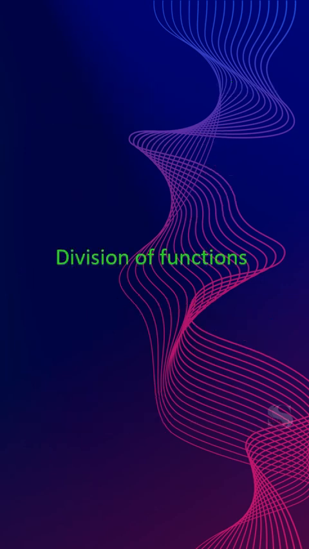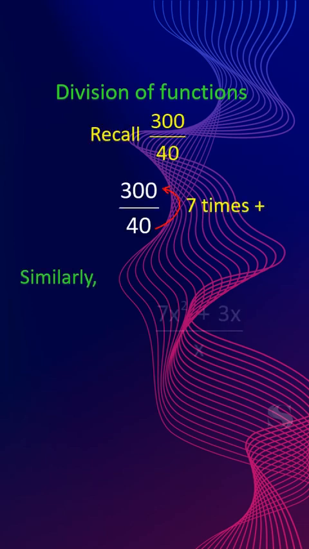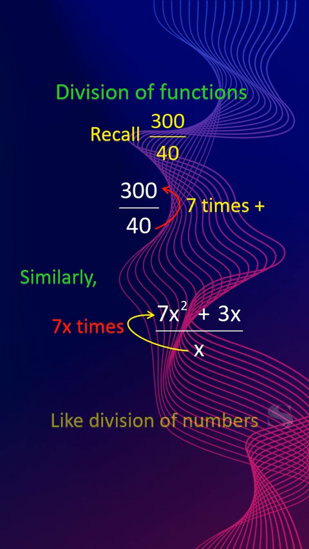The story of division of functions is no different from the division of numbers. The same long division method works. A relevant reminder of the similarity is how 300 divided by 40 is kind of like dividing 7x squared plus 3x by x. We could multiply 40 by 7 as the first step, and we will multiply x by 7x as the first step. However, division of functions takes some getting used to, and for that, it takes practice.